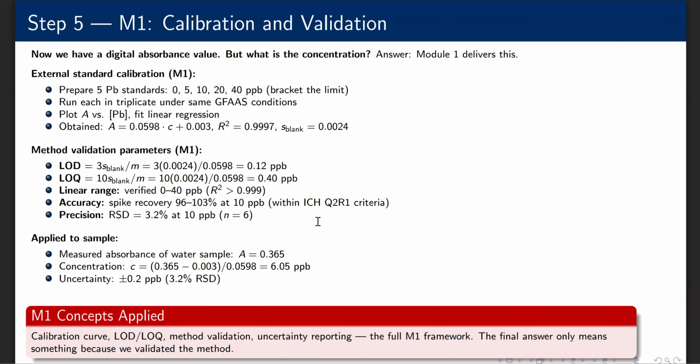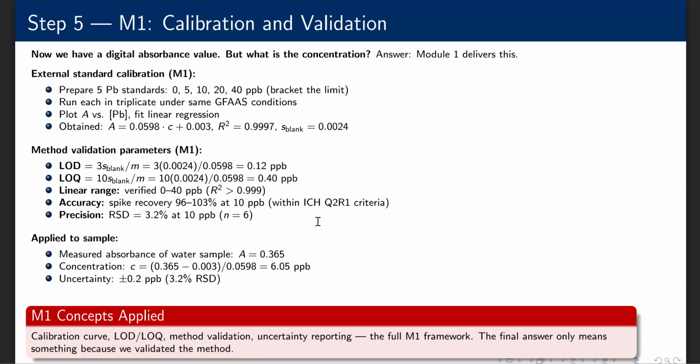Okay, now we're going back to module 1, which is our calibration and validation. This closes the loop. We have digital absorbance values, but they're meaningless without calibration and validation. So we use external standard calibration. We prepare 5 lead samples at different concentrations, bracketing our 10 ppb limit. We run each in triplicate. We plot absorbance versus concentration, and we get an R-squared value, which is very acceptable.